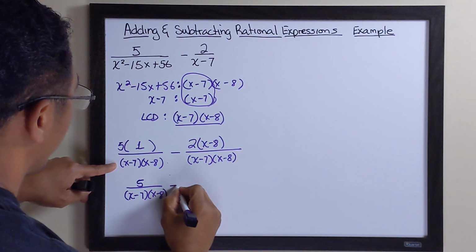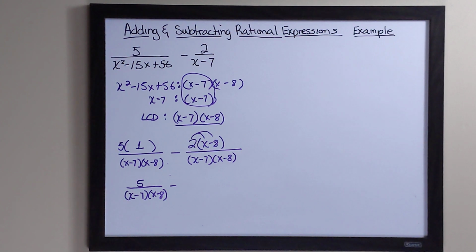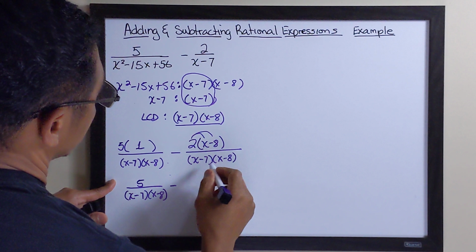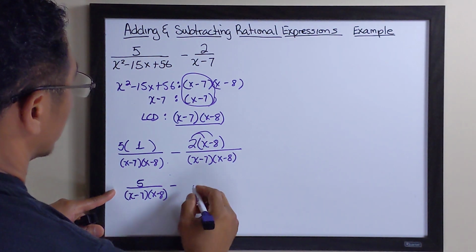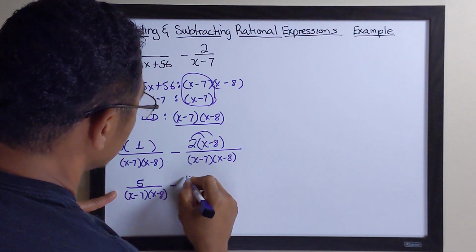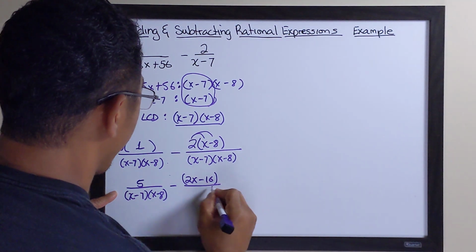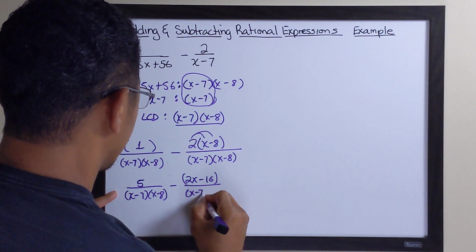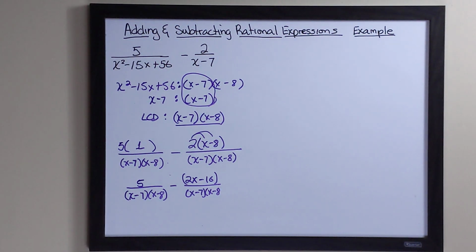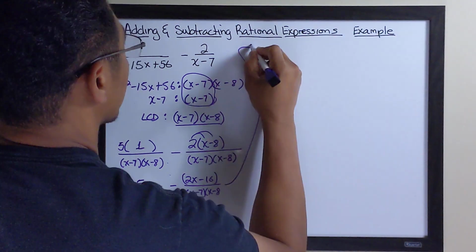Minus. In this case, we have to distribute that into this parentheses. So we get minus 2x, actually, it's literally 2x minus 16, over x minus 7, x minus 8. So that's what we have in our numerators right now. Let's keep going in this problem.